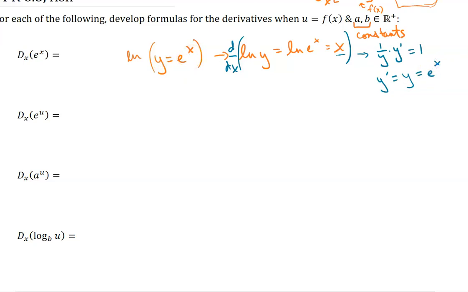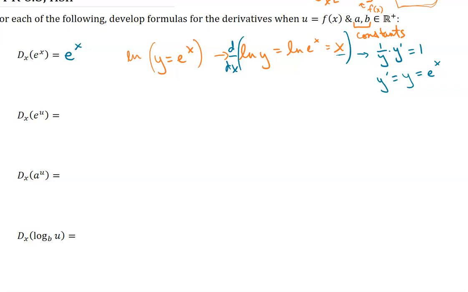So what I have done is I have developed a formula for the derivative of e to the x, and I found that the derivative of e to the x is equal to itself. Okay, so the derivative of e to the x is e to the x. From here on out, I do not need to use logarithmic differentiation. If e to the x shows up in a problem and I'm differentiating, I know that it is its own derivative, okay, because now I have that formula.